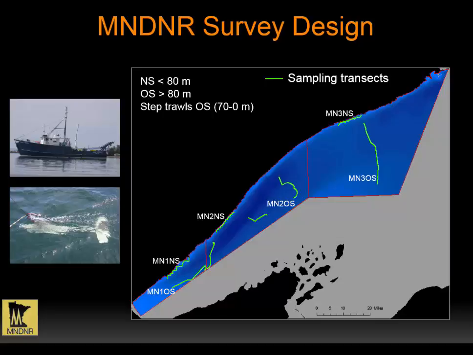We go out typically in August, and we have 3 different units. MN1 is the farthest south, and then there are the MN2 and MN3 units. The survey design has transects located both near shore, in waters less than 80 meters deep, and offshore, in waters greater than 80 meters deep. We have both near shore and offshore transects in each unit. Associated with the offshore transects, we also have step trawl data off the Blue Heron. We do step trawls from 70 meters depth up to 0 meters to get some fish data.